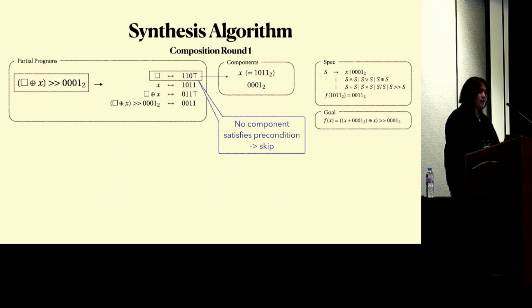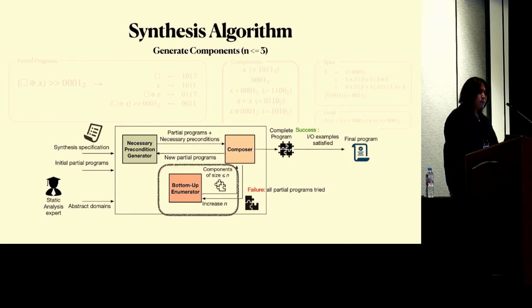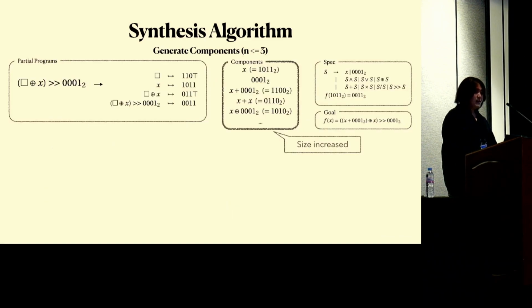In the composition phase, we aim to complete the holes in the partial program with components. By utilizing the necessary precondition, we can determine the feasibility of a component to the hole, considering whether the necessary precondition subsumes the component's value. In this case, the precondition is 1 1 0 top, but we cannot find any components with subsumed values. So with the combinations of current partial programs and component set, we cannot find the desired solution. So we invoke the bottom-up enumerator once again to obtain more components. Let's suppose that we have increased the desired component size to 3.